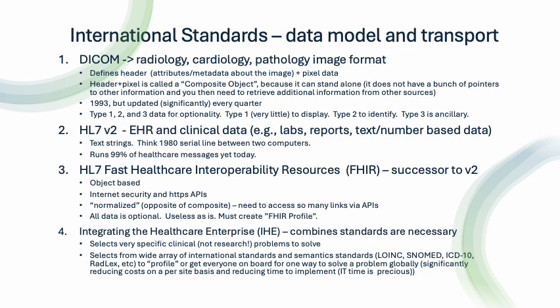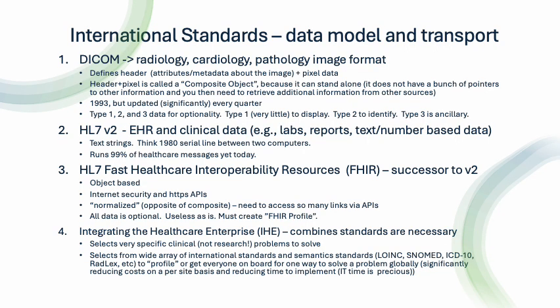The third one that we are going to be working with is called HL7 Fast Healthcare Interoperability Resources, or FHIR. It's a successor to version 2. This is actually version 4. If you ever want to know about version 3, let me know, but we're going to skip it for now too. So this is actually version 4 of HL7. That's version 2, version 4, but we're skipping 3.